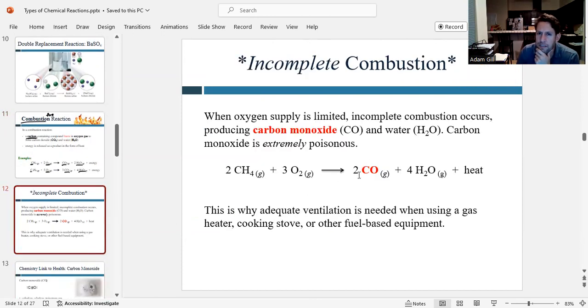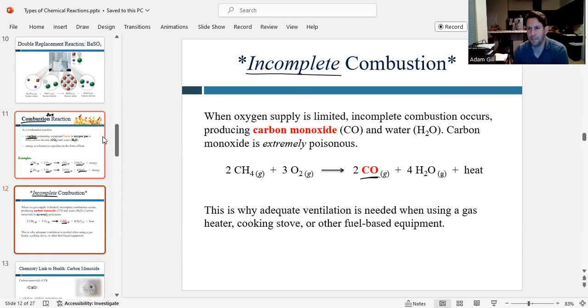Now, a variation of this is called incomplete combustion. And this is when there's not enough oxygen to go around. So like if you burn something in a confined space, it'll start to do incomplete combustion. And the difference here is that it creates carbon monoxide instead of carbon dioxide because you don't have enough oxygen to go around. This is really dangerous. Carbon monoxide is one of the most toxic compounds. It's really lethal to humans.